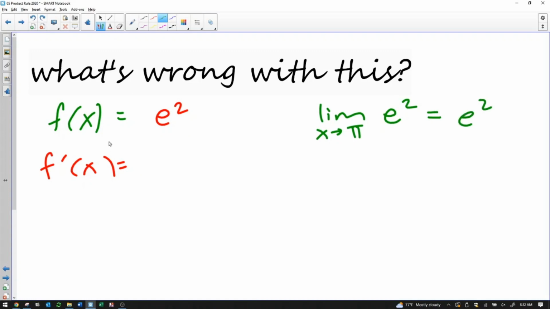Let's go back to this one. We're going to take the derivative of e squared. So work with me here. 2 times 1 is 2. Carry down the e. Take the power down by 1. You feel good about that? No. What's wrong? What did I do wrong?